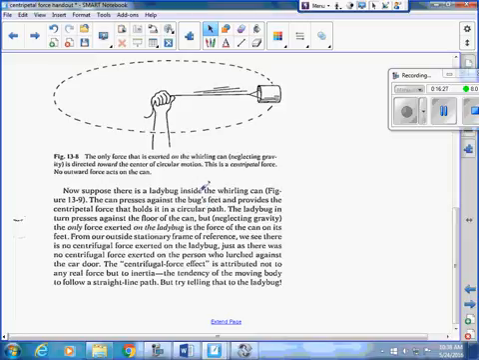Same thing. The ladybug in turn presses against the floor of the can, but neglecting gravity, the only force exerted on the ladybug is the force of the can on its feet. From our outside stationary frame of reference, we see there is no centrifugal force exerted on the ladybug, just as there was no centrifugal force exerted on the person who lurched against the car door. The centrifugal force effect is attributed not to any real force, but to inertia, the tendency of the moving bug to follow a straight line path. Try telling that to the ladybug.